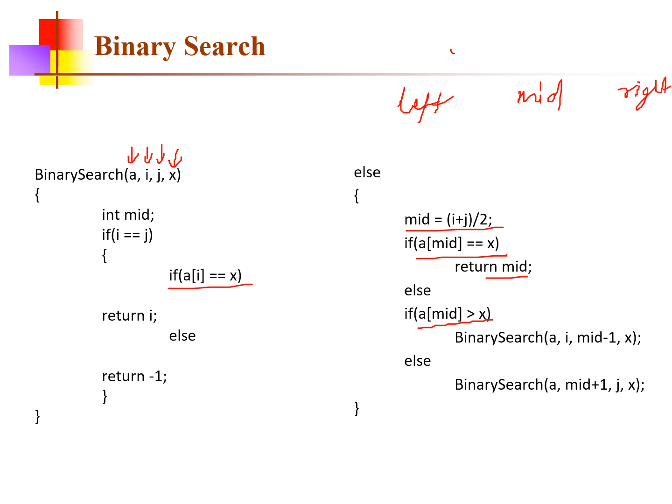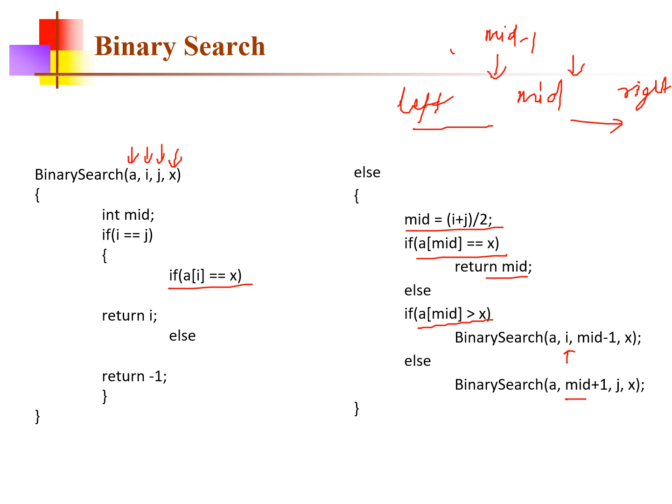So if data is present this side, my right will be updated as mid -1, left will remain the same. So left will remain the same as i, but right will become mid -1, and x will remain the same because the data we wanted to search is the same. If the data is present in the right-hand side, then my left will become mid +1, right will become j, that is the right here, and x will remain the same. So like that, we will use binary search to search any element in the array.